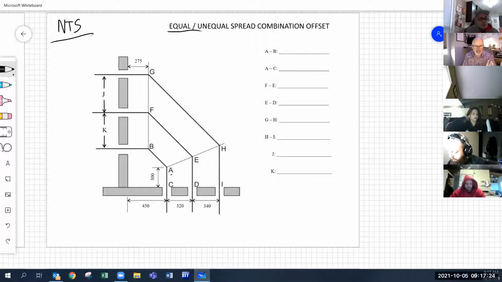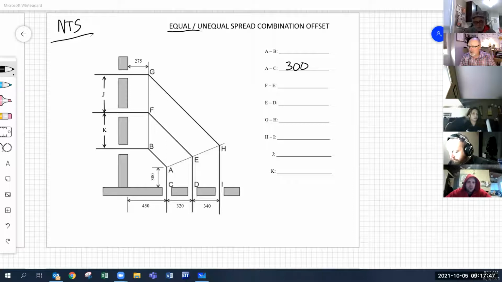I have A to C measurement right in here. Can everybody see how much that is? Can everybody see that there? A to C, 300. A to C is 300 right into there. Yeah, that's awesome.